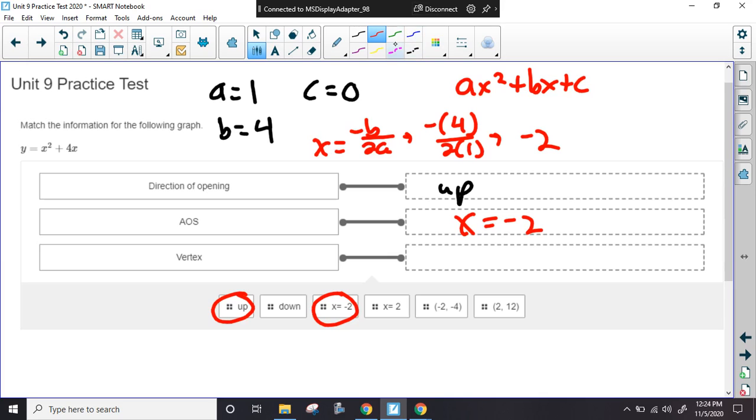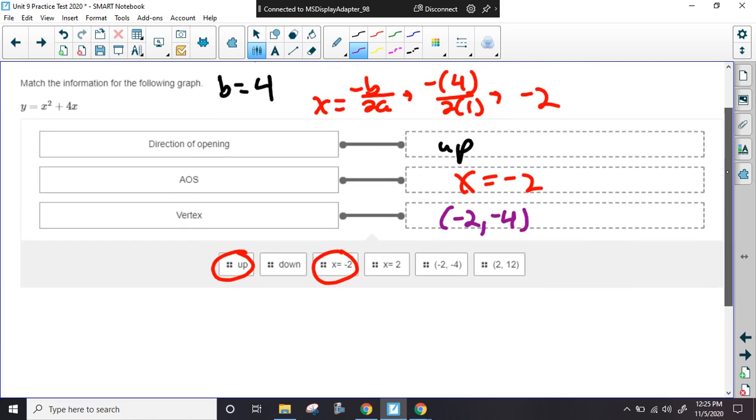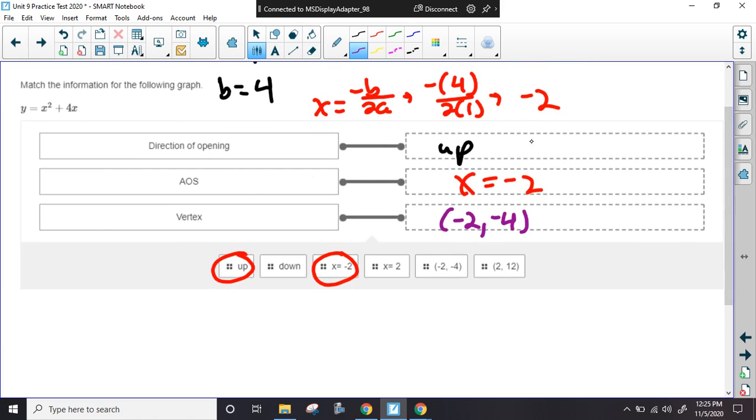I don't know if y'all noticed when you were doing this that I actually found the vertex if you found the wrong axis of symmetry. But the vertex for this would have been negative 2, negative 4. The way you find that is you take your x from your axis of symmetry and plug it into the equation everywhere you see x, and that's how you would have ended up getting negative 4 right there.